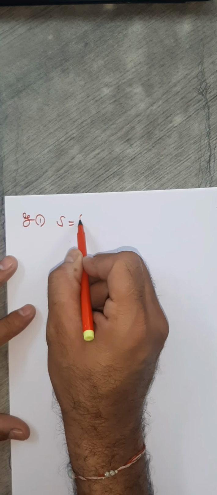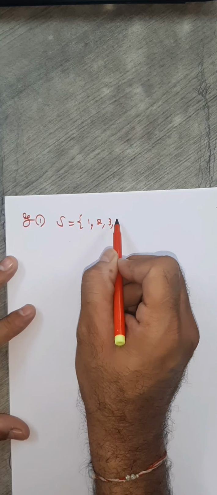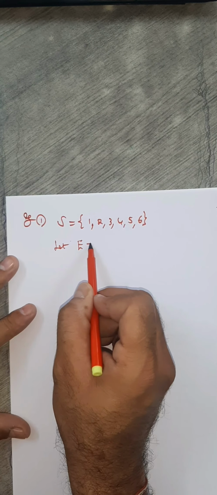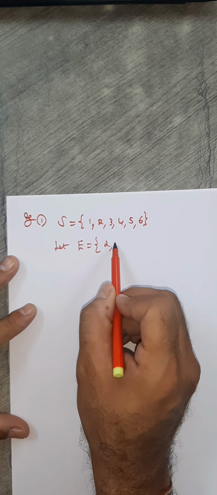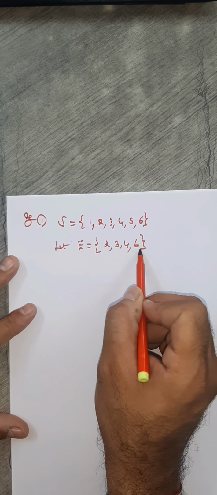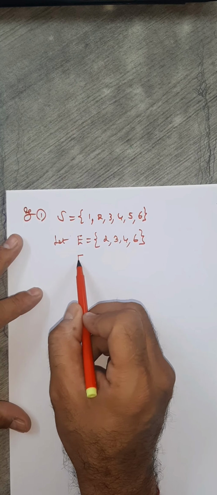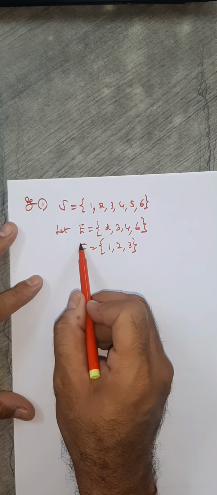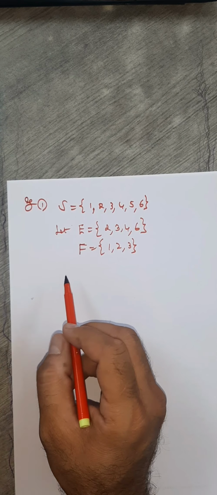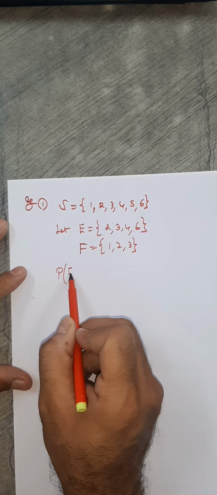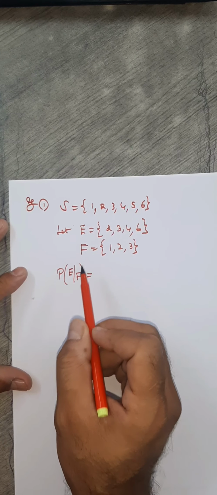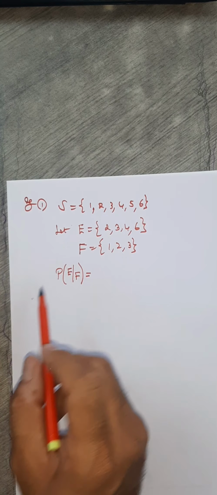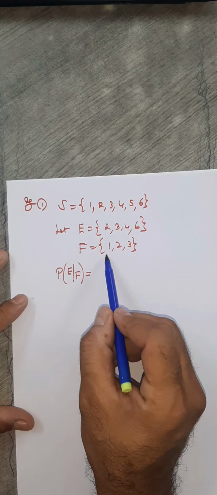Let's take the sample space as tossing a die once: 1, 2, 3, 4, 5, 6. This is the main sample space. Let E be an event 2, 3, 4 and 6. Fine. And let F be an event, let's take 1, 2, 3. Now my question is to find the probability of E given the event F. So you are finding the probability of event E under the occurrence of event F. So event F has occurred first, remember.